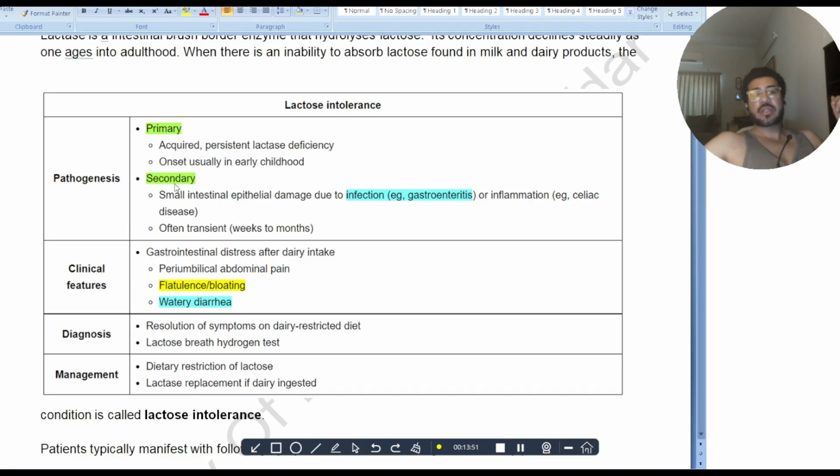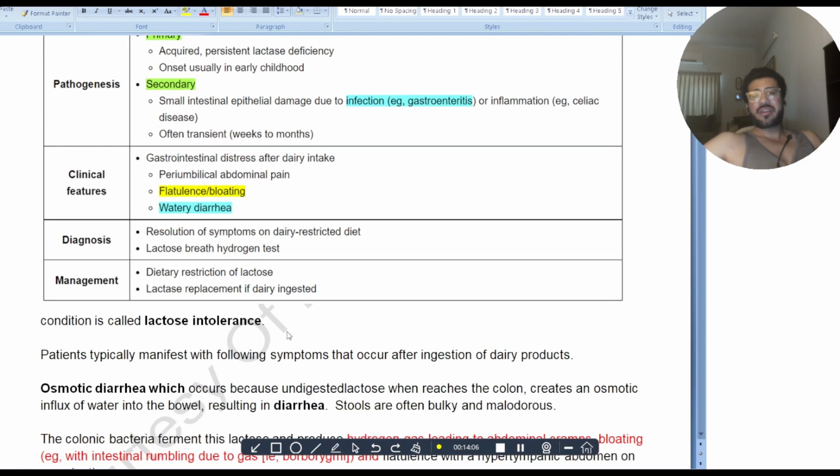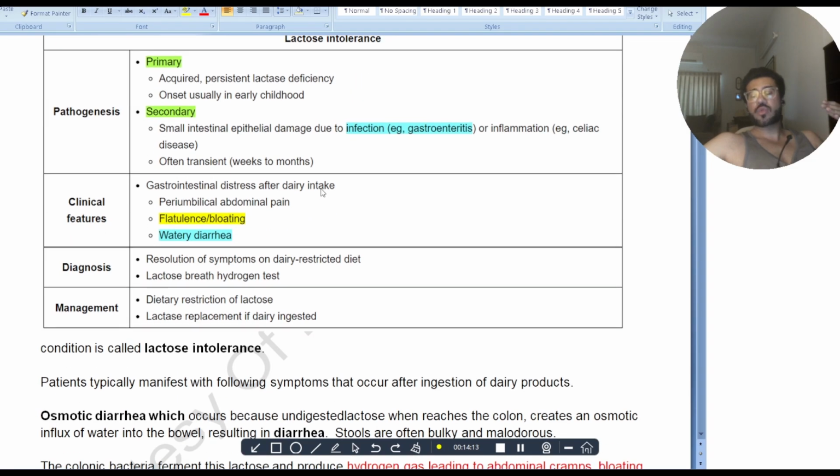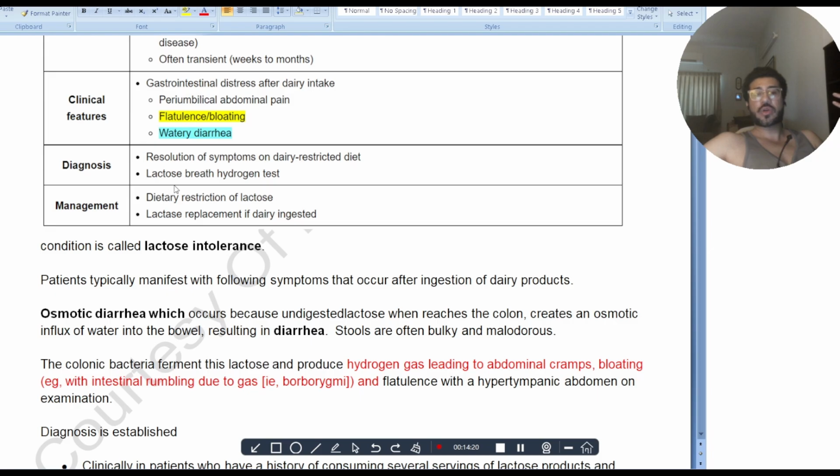The secondary one follows a disease, 1 month or a few weeks after, usually after gastroenteritis. Resolution of symptoms, obviously, once you stop eating lactose, you get well. Dietary restriction is the only way to get rid of the symptoms. And what is the way to confirm the diagnosis? When the bacteria digest lactose, they produce hydrogen gas. So the highest yield way to diagnose is the lactose breath hydrogen test. That is the way to quickly diagnose.